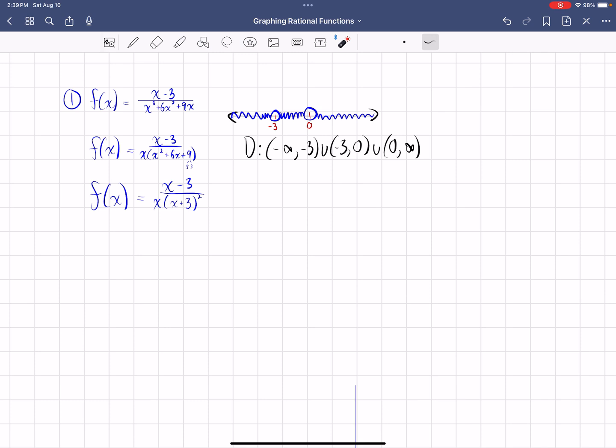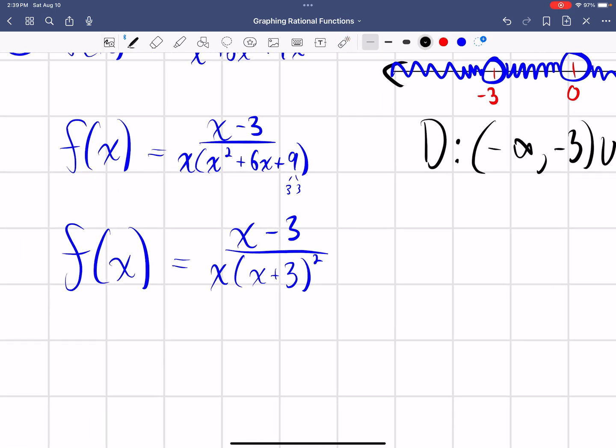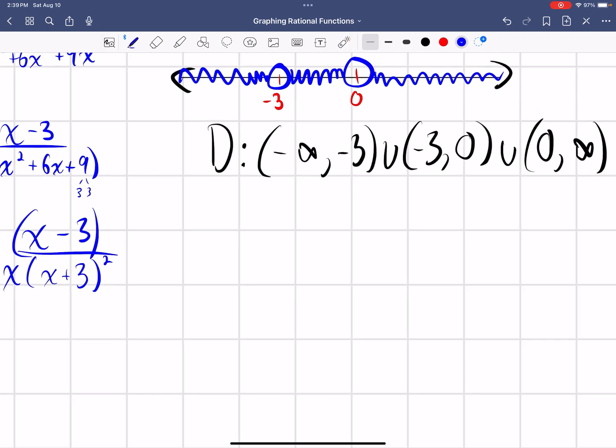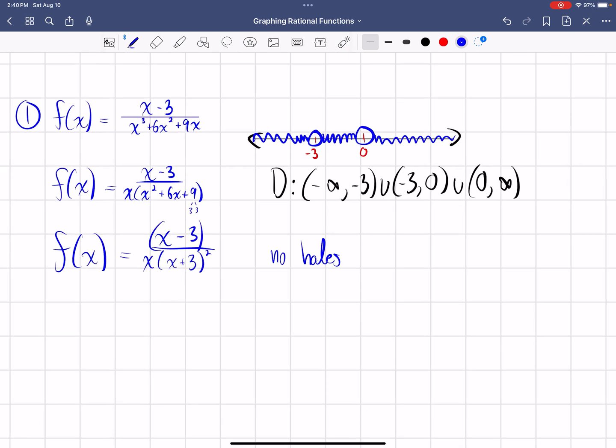The next thing we do is we look for any holes. And the function will have a hole if anything cancels. But, we look at the numerator, where we have this x minus 3 factor, and the denominator, and there are no factors in common. Nothing cancels. So there are no holes in this function. Let's just write that down. No holes, because nothing cancels.